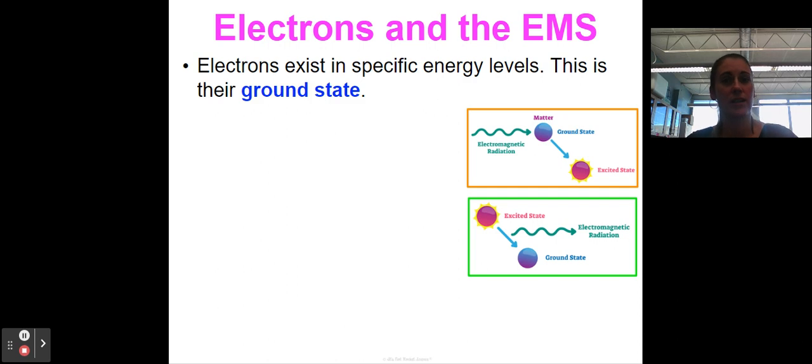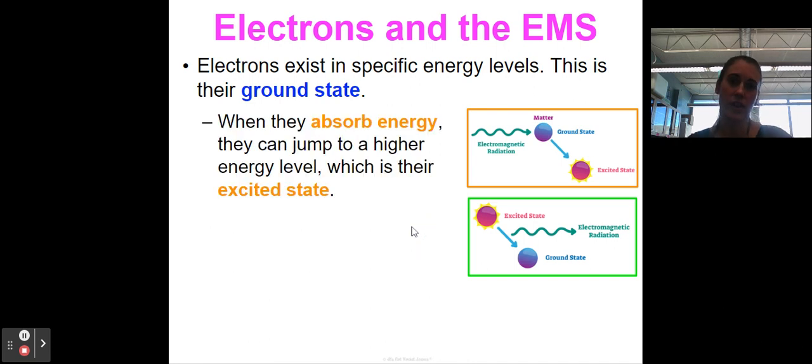So electrons exist in specific energy levels. The ground state is the lowest state. You can see the picture here. A ground state electron can change and move to another state. If they absorb energy, they'll jump to a higher energy level. It's called the excited state. And they can have many excited states. They only have one ground state, though. Ground state's the very bottom, and then your excited states are higher energy levels.